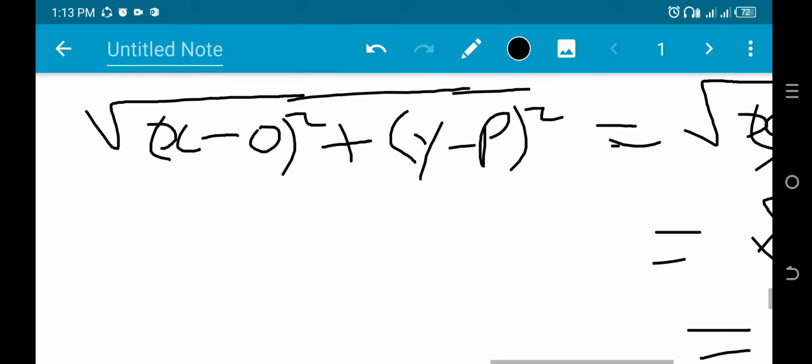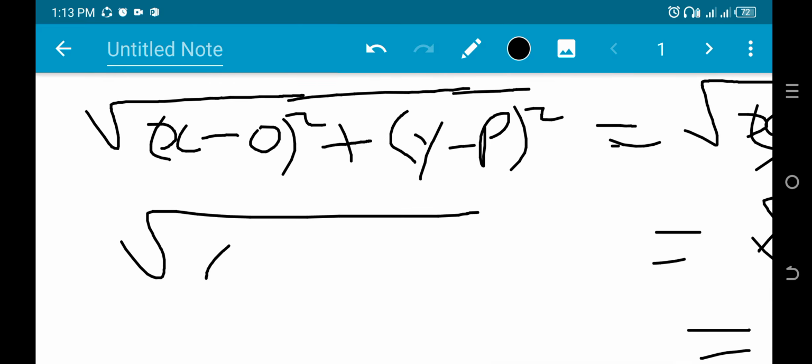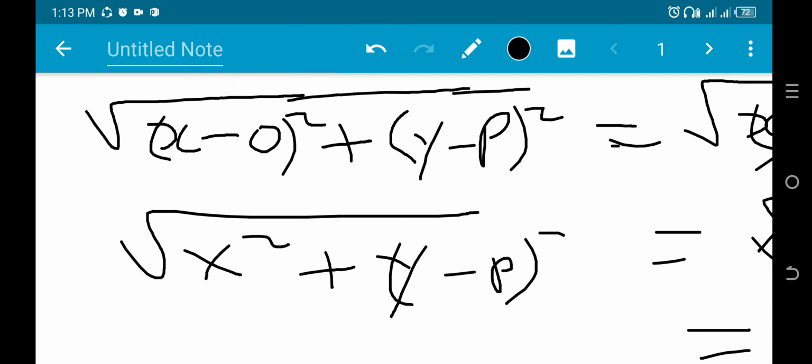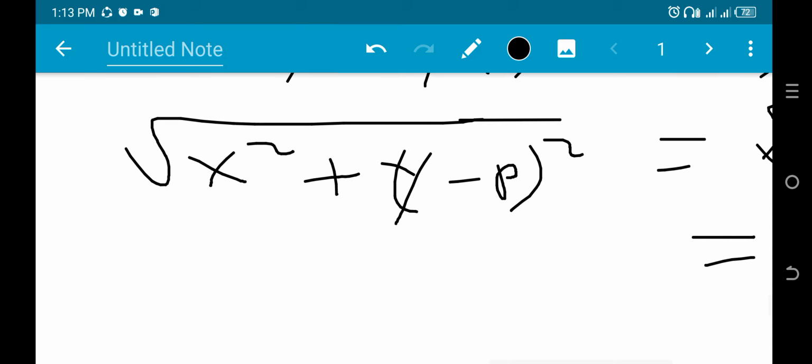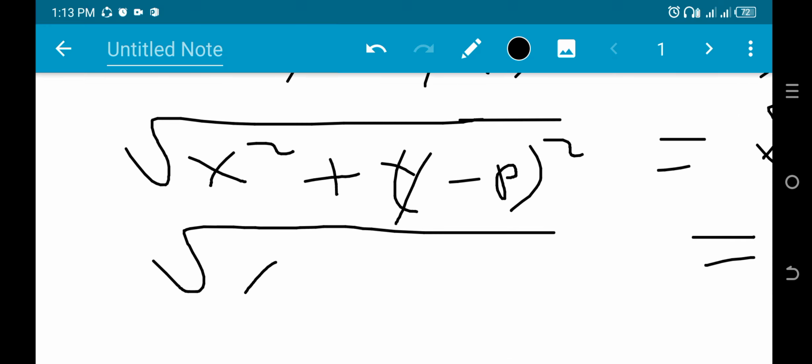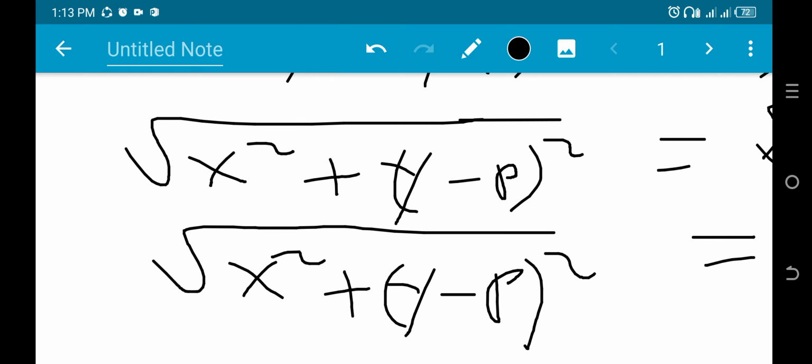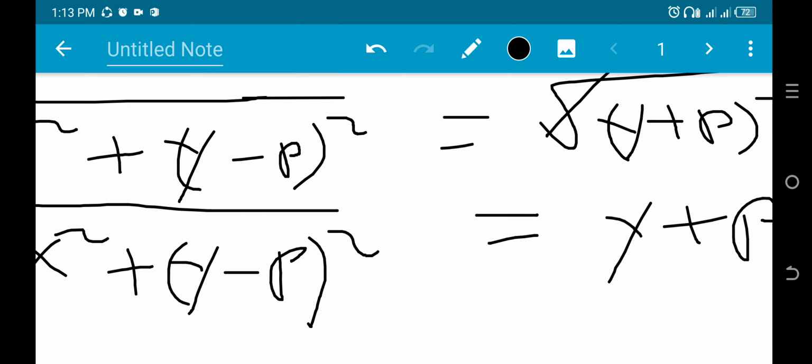What are we having for the left hand side? We are seeing this is x minus 0, which is just the same as x squared, isn't it? Then plus (y minus p) squared. This is what we are having currently. So now the square root of x squared plus (y minus p) squared is equivalent to y plus p.